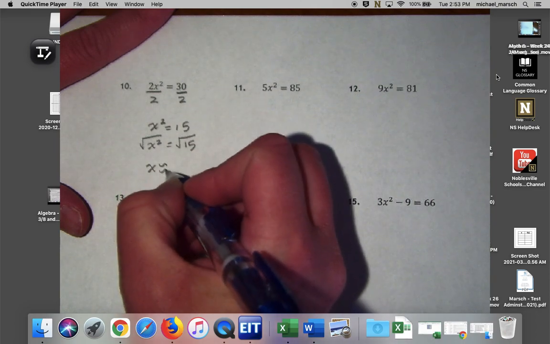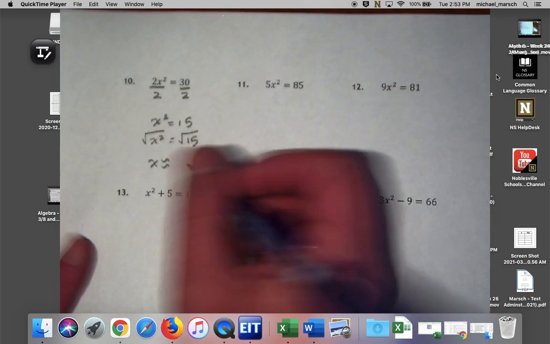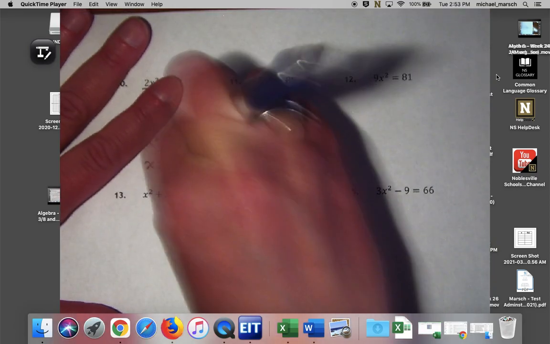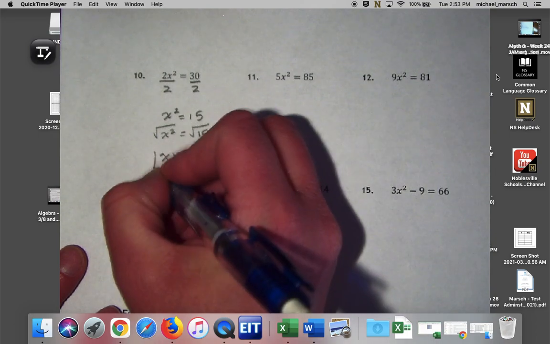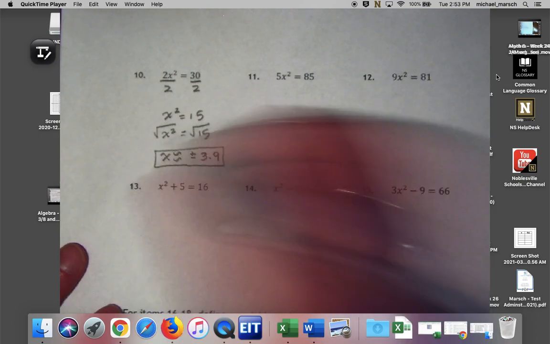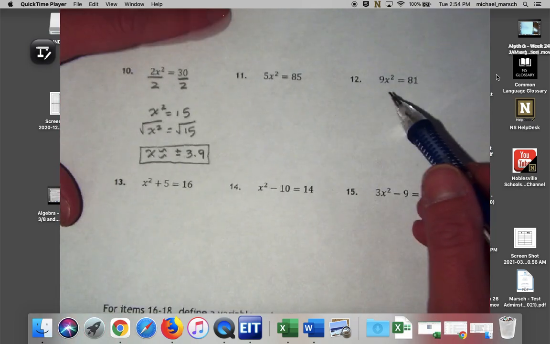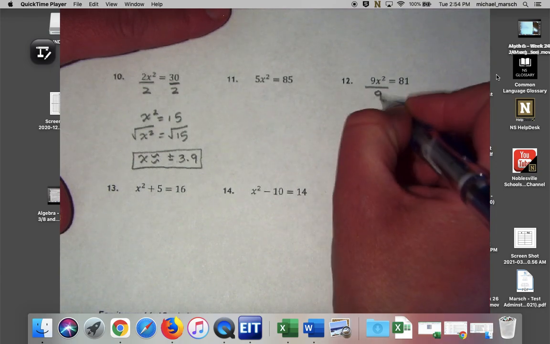X is about... Wait, let me do it, guys. Brady? 3.9. Positive or negative 3.9, right? Yeah. Wow, big brain over here. Okay, do number 12. Skip number 11 and work on number 12.